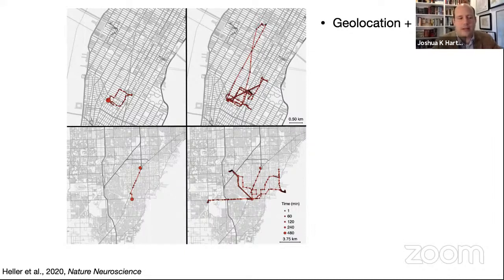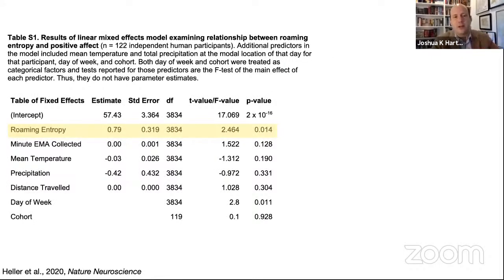And every day they asked them basically, how happy are you? They got about 80 days' worth of data per person, 132 subjects. And what they found was roaming entropy, the number of distinct neighborhoods that somebody went through, was, even controlling for obvious other things like temperature and precipitation, a really good predictor of how happy somebody was. And it was a predictor that day. How much you roamed yesterday did not predict how happy you were today, controlling for how much you roamed today. How happy you were yesterday didn't predict how much you roamed today, conditioned on how happy you are today. So it really seemed to be basically like, go out and have a good walk, it'll make you happy.